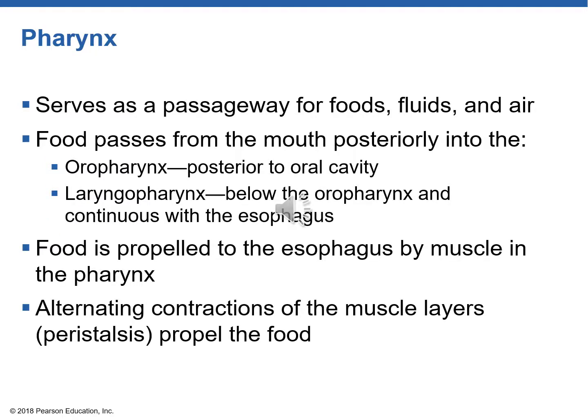Portions of the pharynx are mentioned on this slide. There are actually 3 parts of the pharynx: nasopharynx, oropharynx, and laryngopharynx. It's important to note that food should not be in the nasopharynx. It should only pass through the oropharynx and the laryngopharynx. The action of peristalsis is the alternating contraction of muscles around the pharynx, for example, in this case, to propel food downwards into the esophagus.